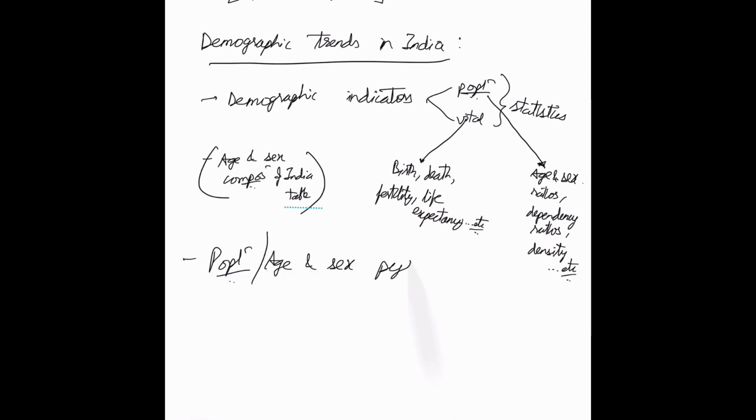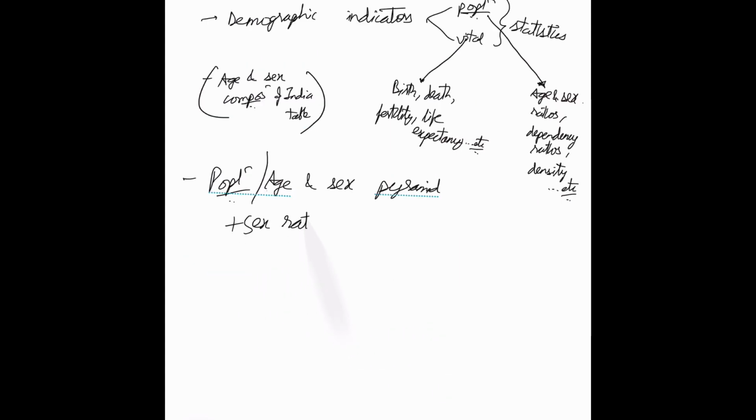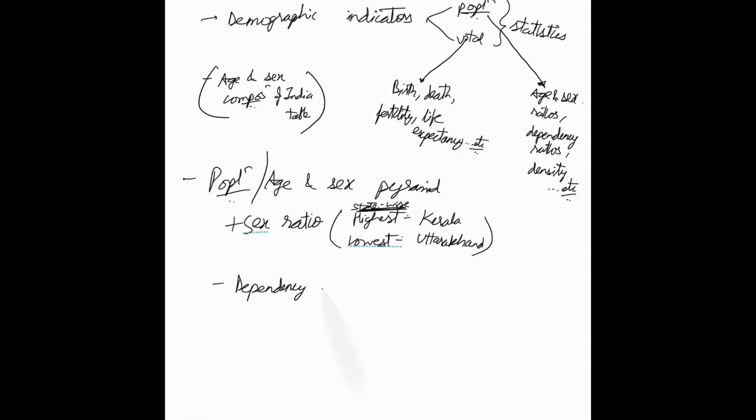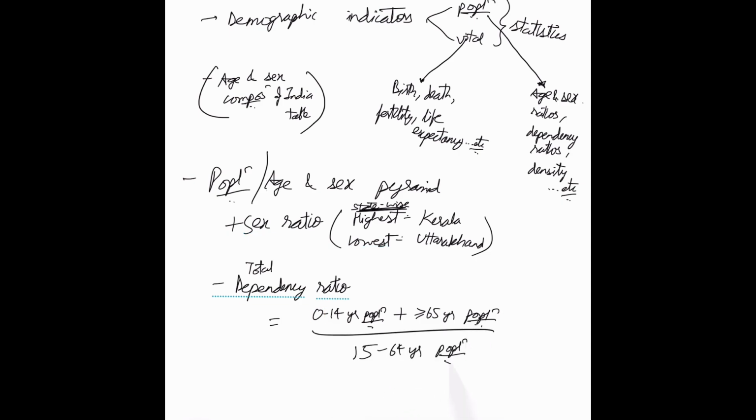There's another table showing the age and sex composition of India. Then we move on to the population or age and sex pyramid, which we have been seeing since probably 9th grade geography textbooks. So we see what the sex ratio is, and state-wise, Kerala has the highest and Uttarakhand has the lowest for now, as of 2020 to 2021.